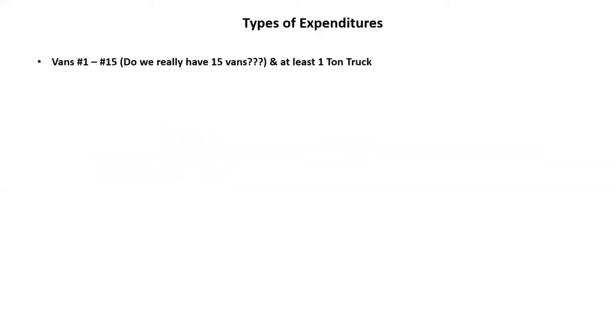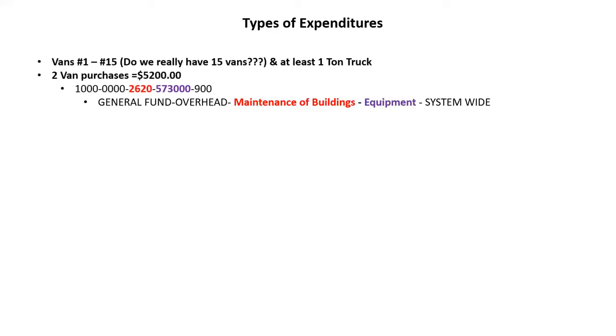So when you think about types of expenditures, one thing that we noticed was somewhere between 1 and 15 vans. Do we really have 15 vans? We also at least have a 1 ton truck that we're maintaining within our district. 2 van purchases, $5,200 apiece. These are both 2005s, must be very quality vehicles with an average price tag of $2,600. The code used for these was a little bit different. This object code actually is for equipment for the maintenance of buildings.